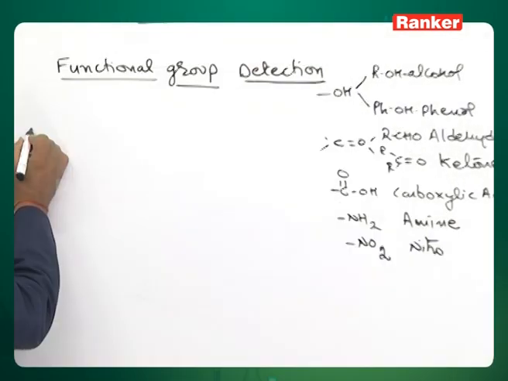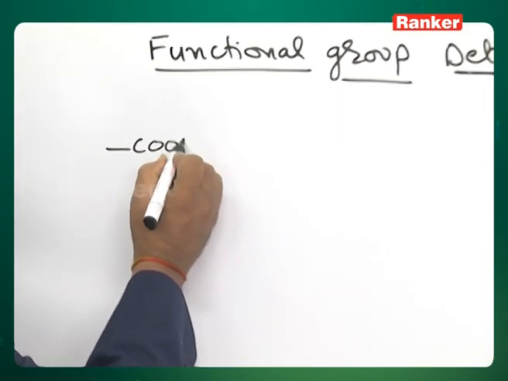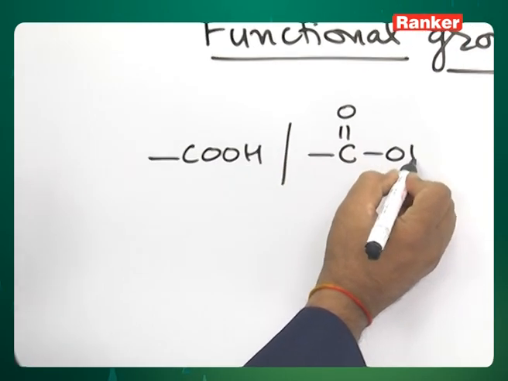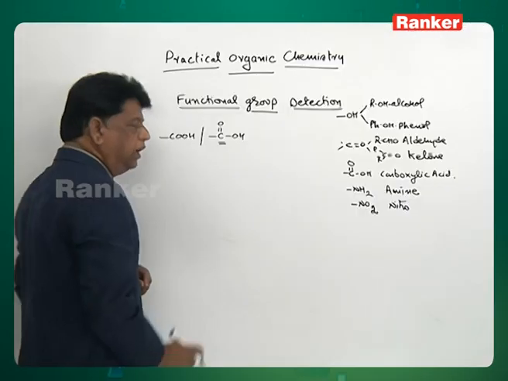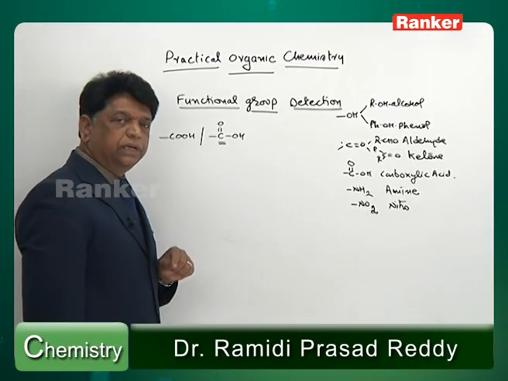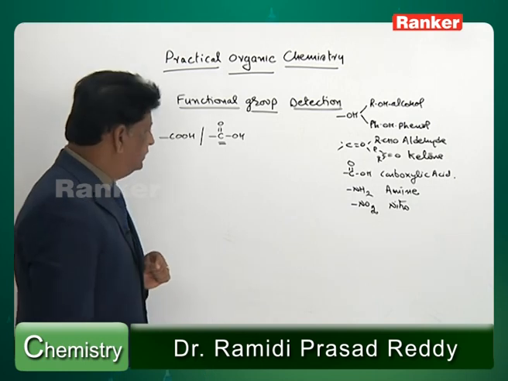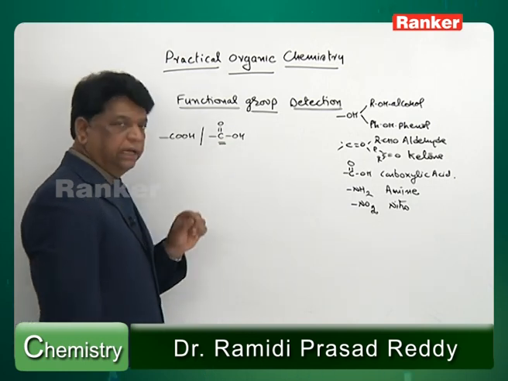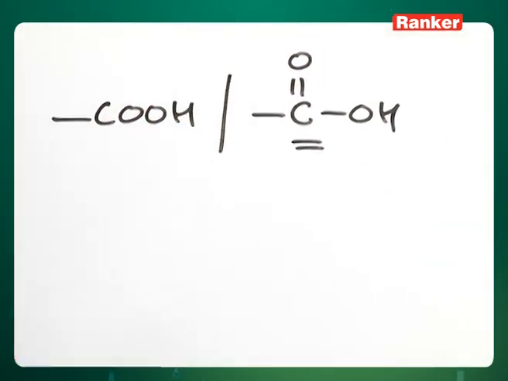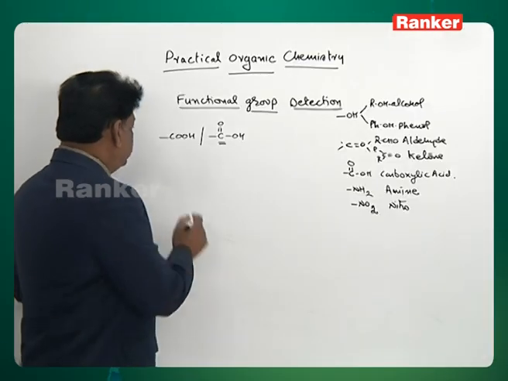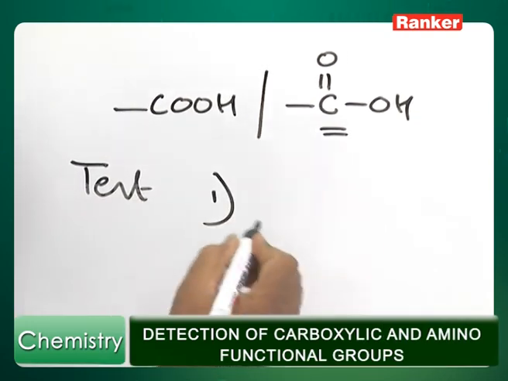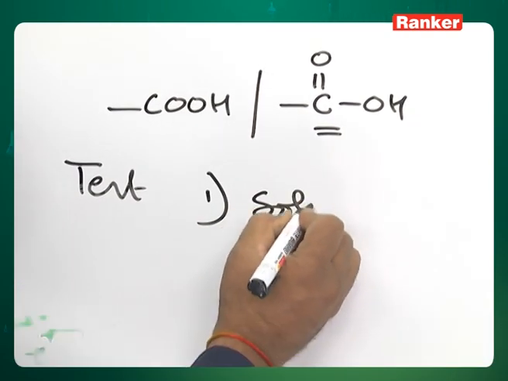Let's go to some tests of carboxylic acid. You have a C=O and an OH. In fact, this carbonyl group will not have any tests here, but the hydroxy group responds to some hydroxy-function reactions like halogenation and so on. But together, this C=O and OH show acidic property. Therefore, among the tests of carboxylic acid, one is a solubility test.